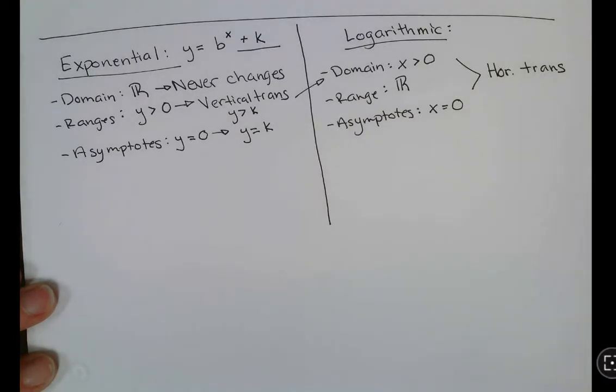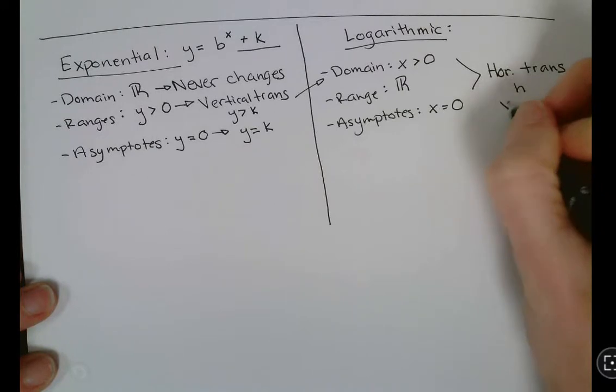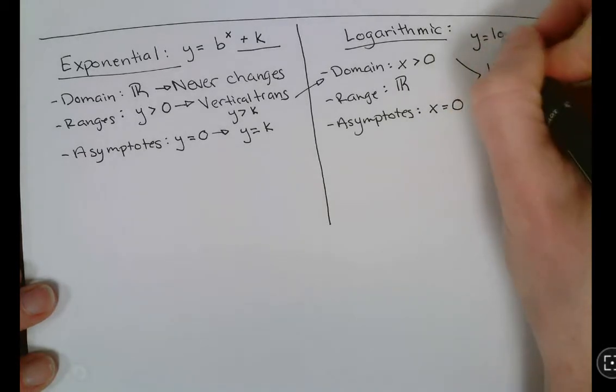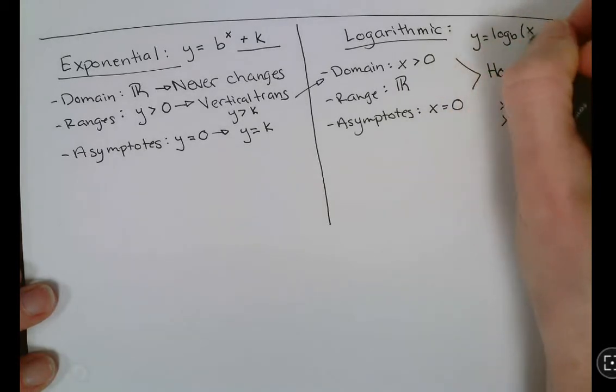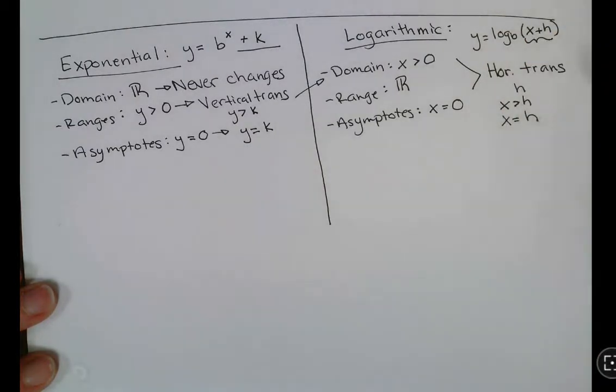So say we changed it by some h amount, left or right. Well, now it would be x is greater than h and x equals h. So in our equation, what that would look like would be if I had something log base b of x plus h on the inside here, inside these parentheses, that would be our horizontal translation, and that is the only time these will change.